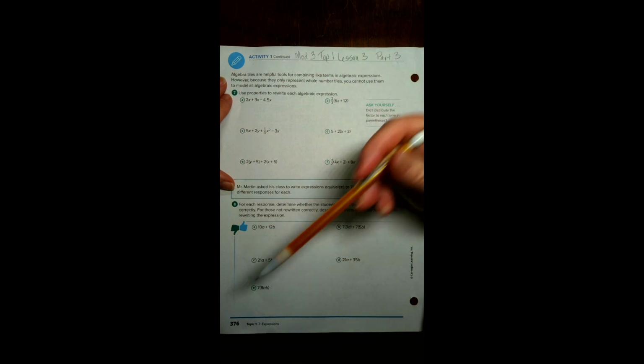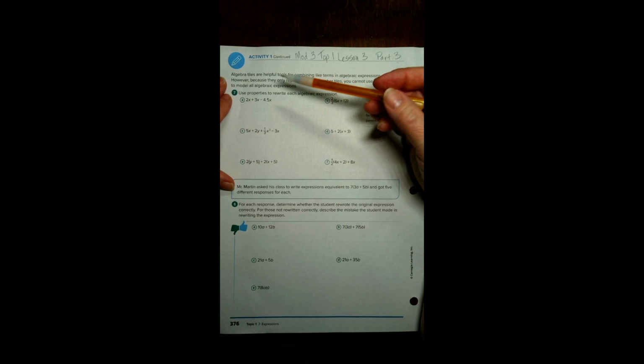Okay, here we are continuing activity 1. So I put it into yet another video. It's just kind of a lengthy activity. So we're in module 3, topic 1, lesson 3. This is the third part of activity 1. We're on page 376. So it says algebra tiles are helpful tools for combining like terms in algebraic expressions. However, because they only represent whole number tiles, you cannot use them to model all algebraic expressions.